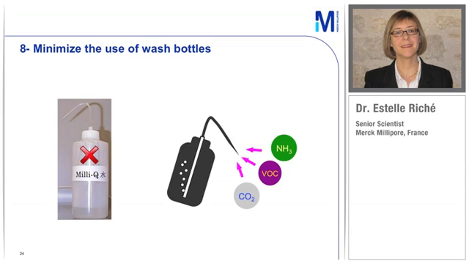The plastic of the bottle itself may contaminate the water, but also the air of the lab may contaminate it. So if there are some volatile organics in your lab, they will penetrate in the wash bottle. CO2, of course, will penetrate. Other ions will penetrate. So it's always best to use water that comes directly from the system instead of going through a wash bottle, as much as you can, of course.